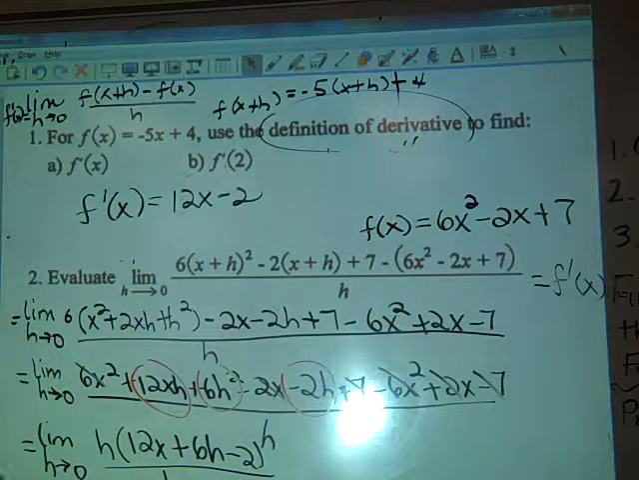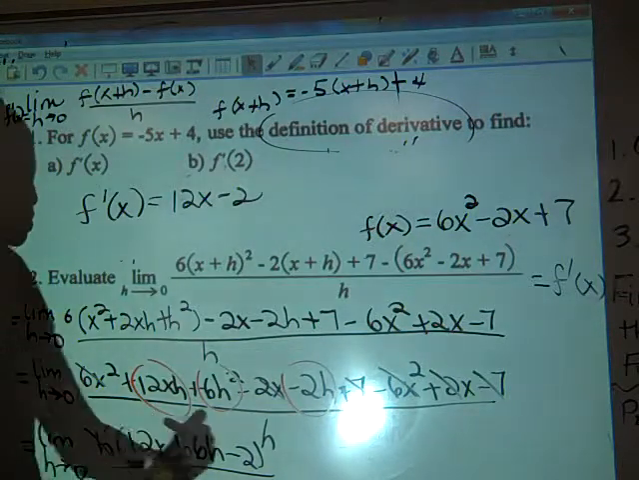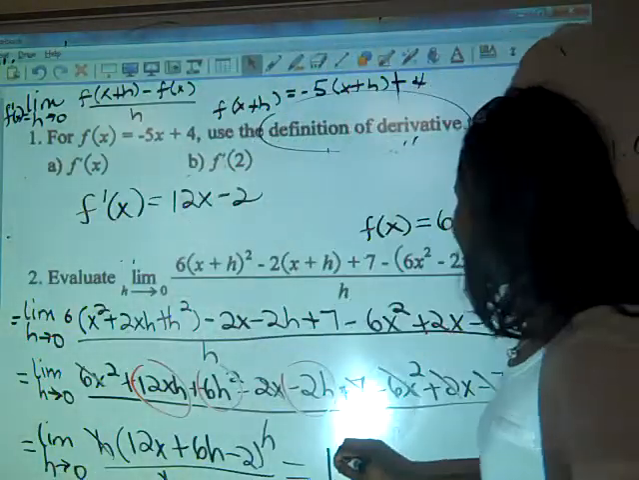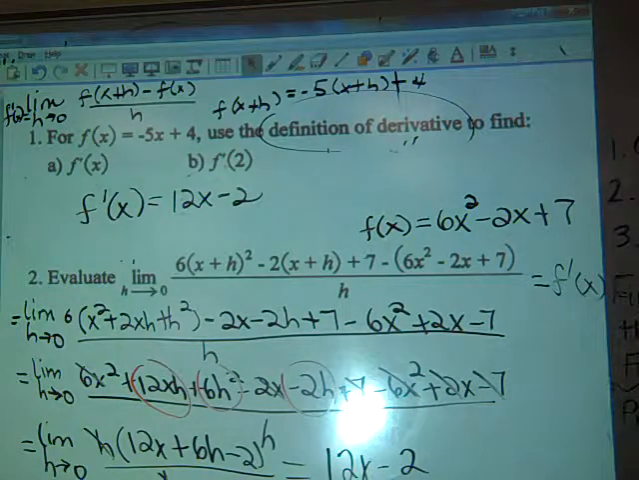Now, can we get rid of that pesky h in the denominator? Yes. So now, go ahead and take the limit and let h go to 0. If h goes to 0, what are you left with? 12x minus 2. Well, isn't that what they told you? No.